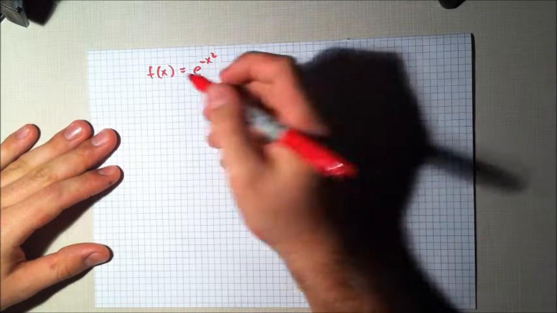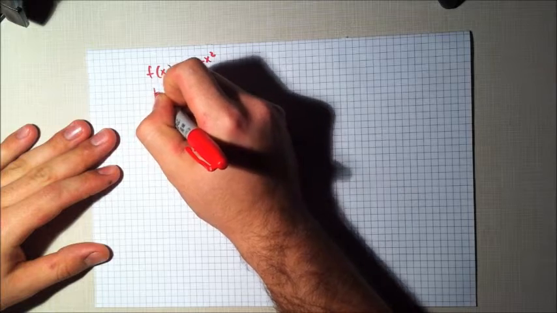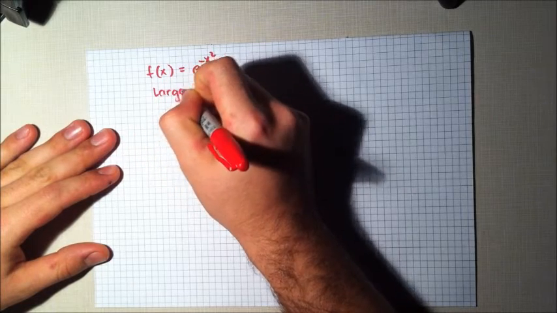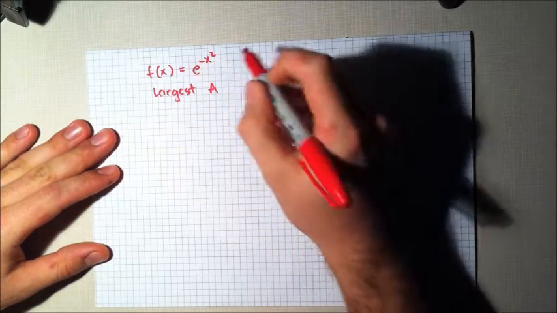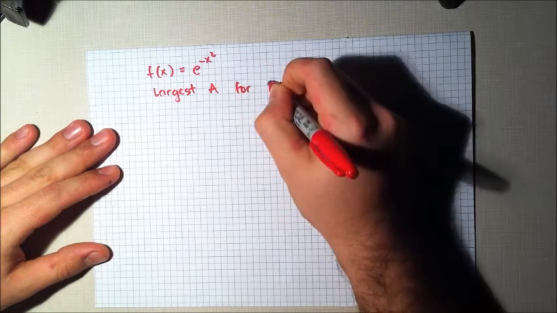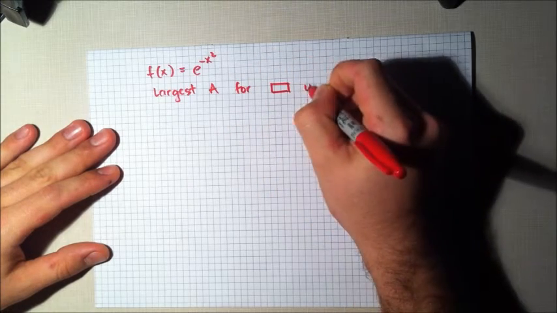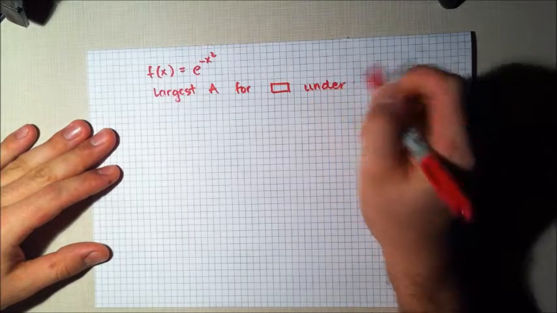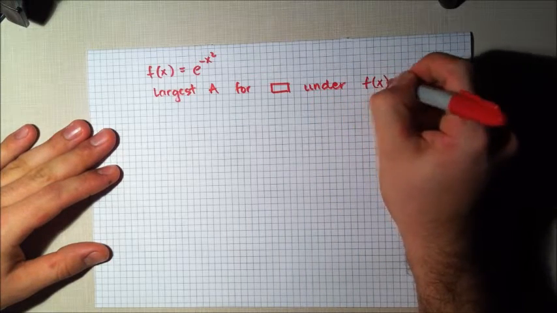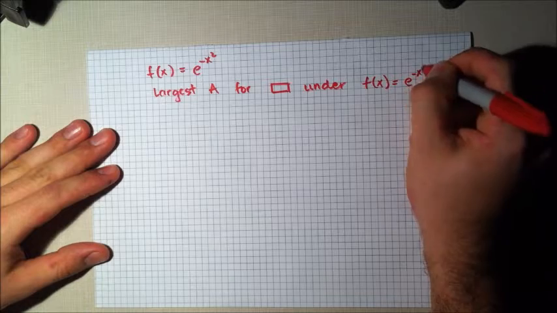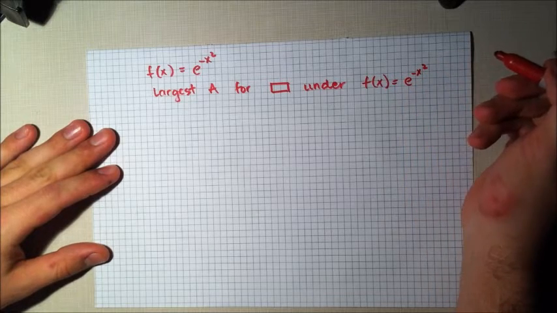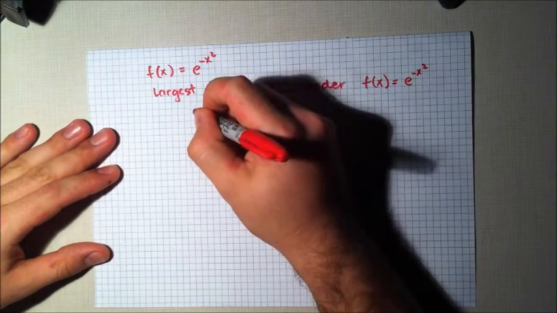Now again, let's restate the problem: largest area for a rectangle under f of x equals e to the negative x squared. Now let's see what this looks like.